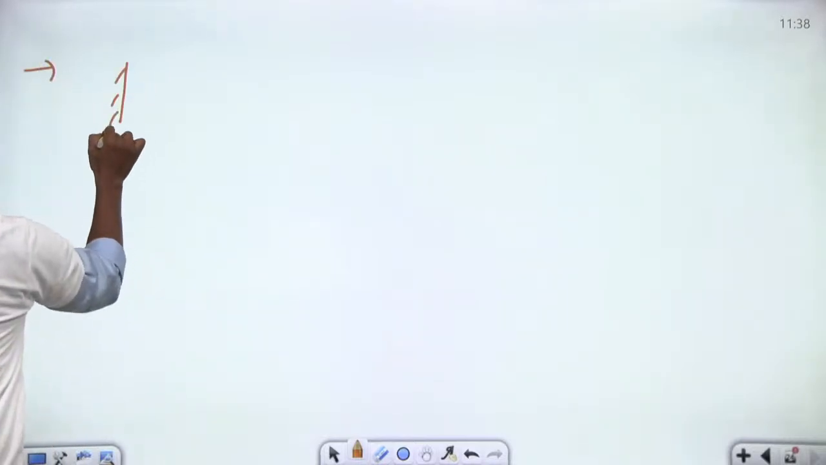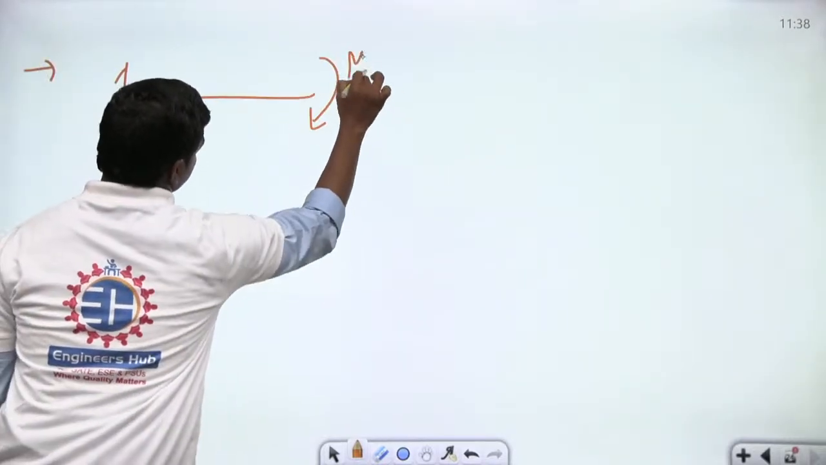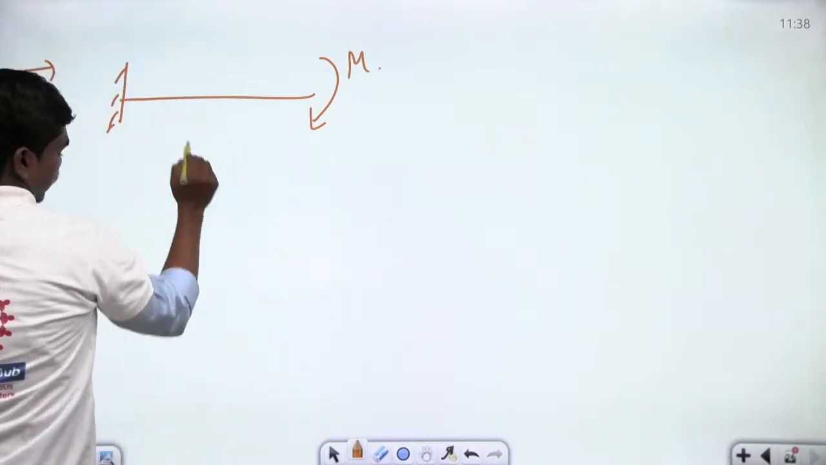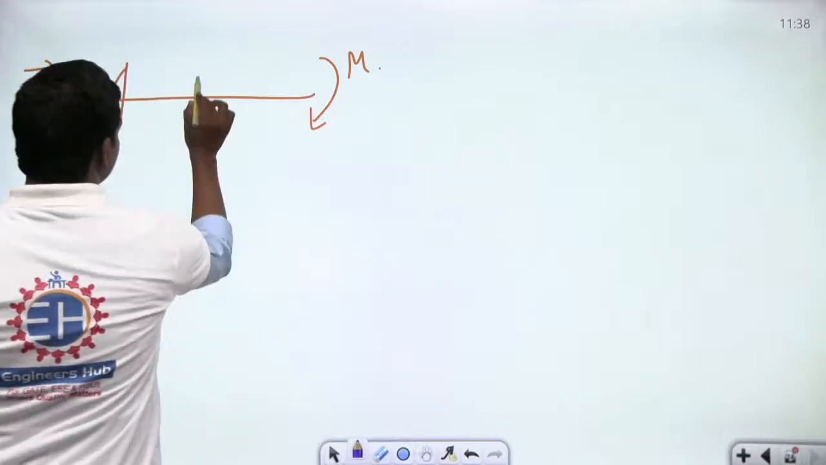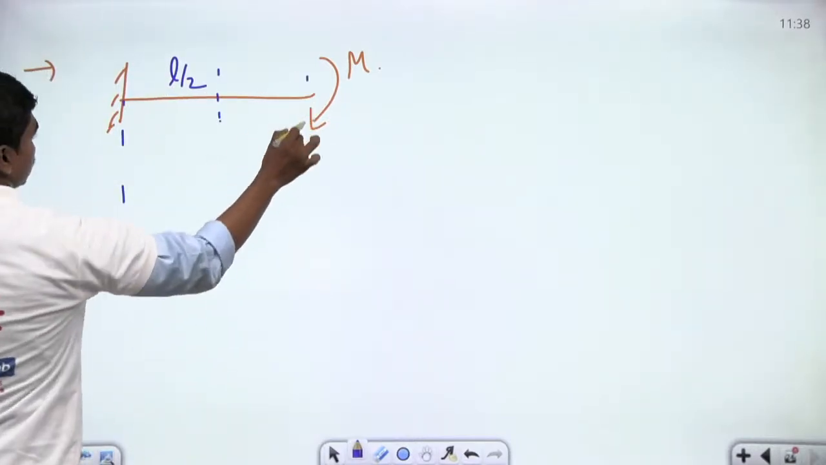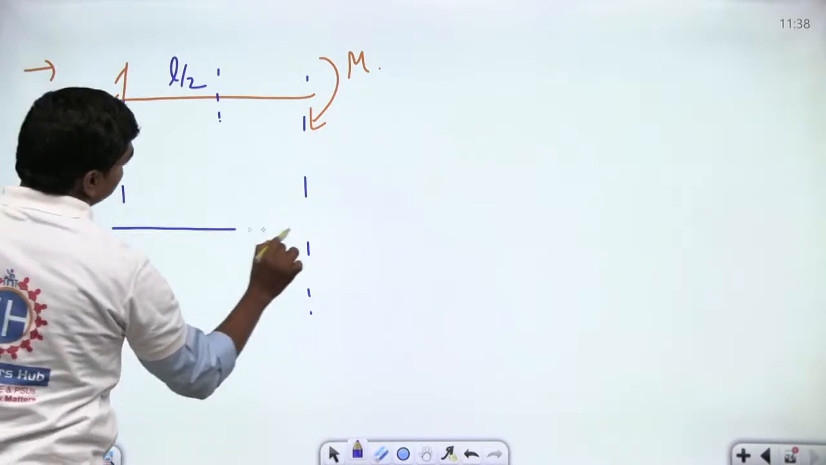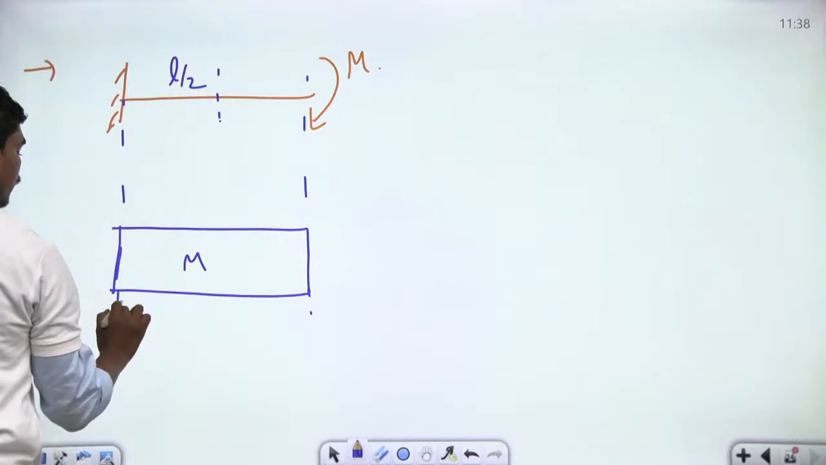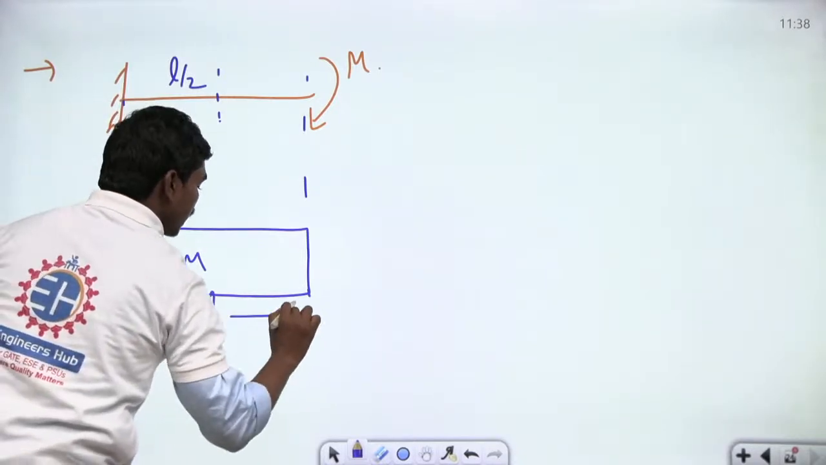A cantilever is subjected to a uniform bending moment, M. Then what is the deflection at the mid of the beam, L by 2? Okay, so at L by 2, what is the deflection? Simple, look, if you try to draw the bending moment diagram for this, then the bending moment diagram looks something like this. It's a rectangle, and of course, this is of length L, correct?